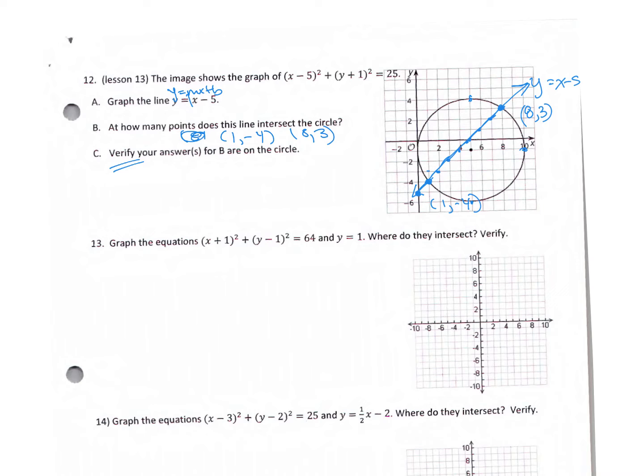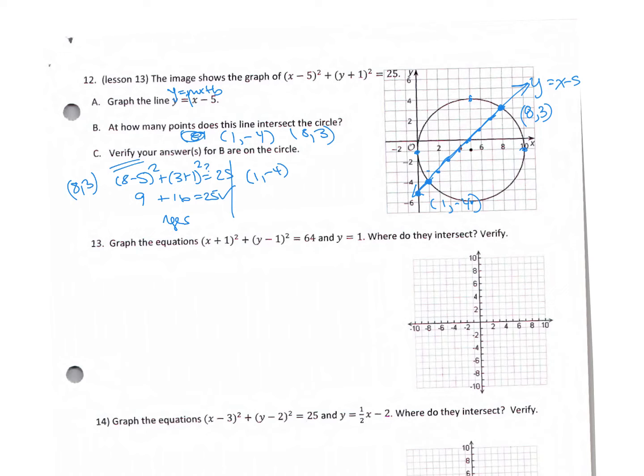Those are the only coordinates that I know for a fact. So I'm going to verify it by substituting each one into the equation of my circle and seeing if it makes it true. So (8 minus 5) squared plus (3 plus 1) squared, and I want to know if that's equal to 25. So I get 3 squared, which is 9, plus 4 squared, which is 16. That indeed is 25. So yes, (8, 3) is on my circle. It's on my line. It's one of my intersection points. And I would do the exact same work for (1, negative 4).